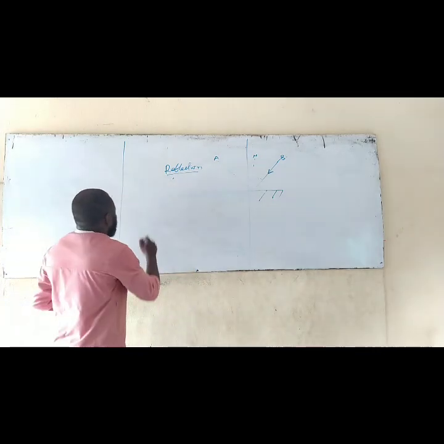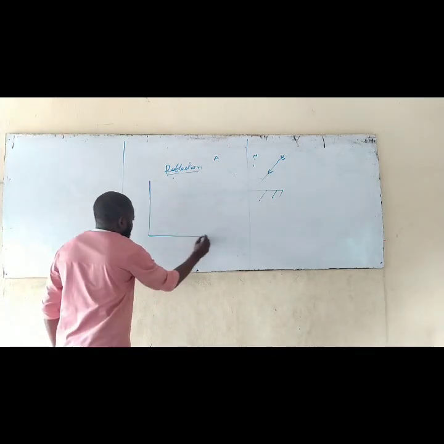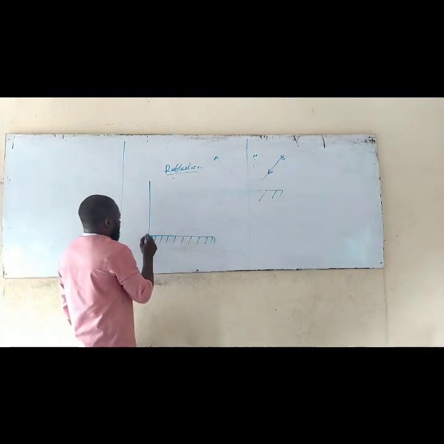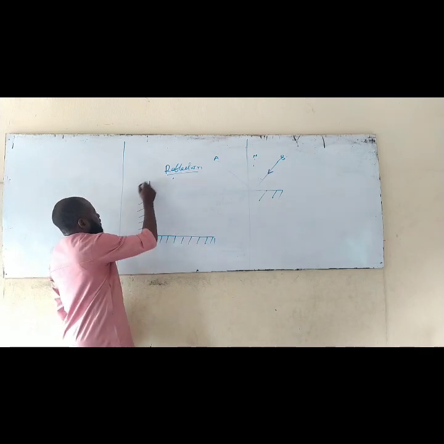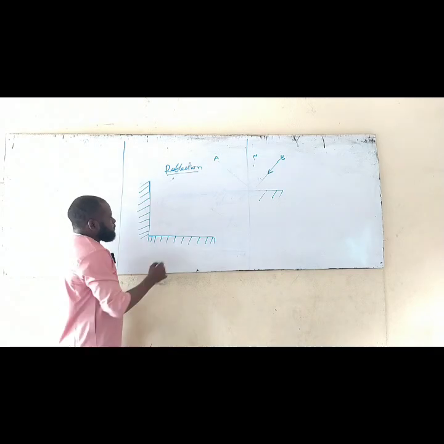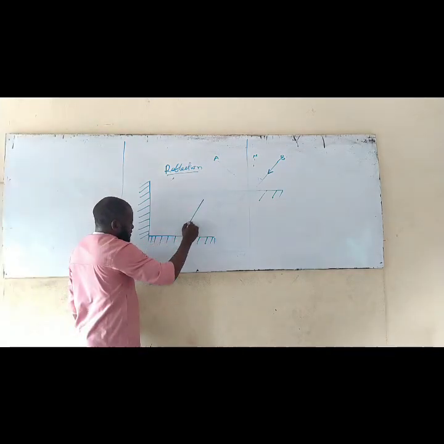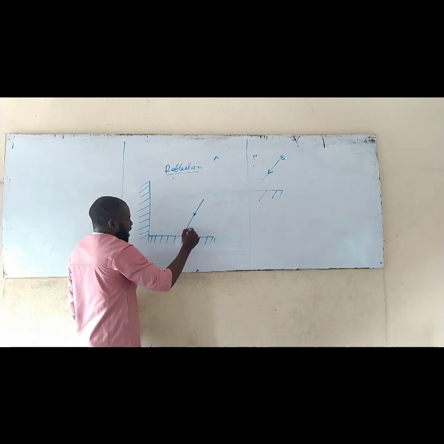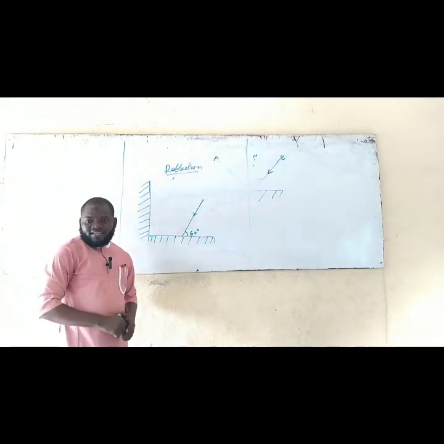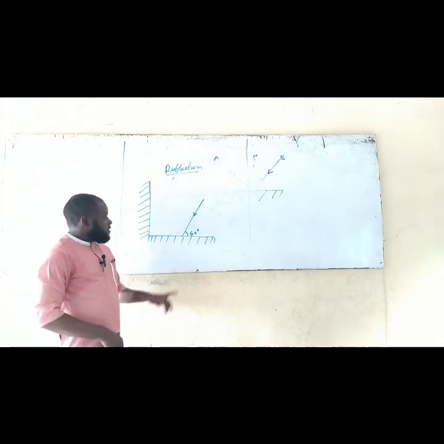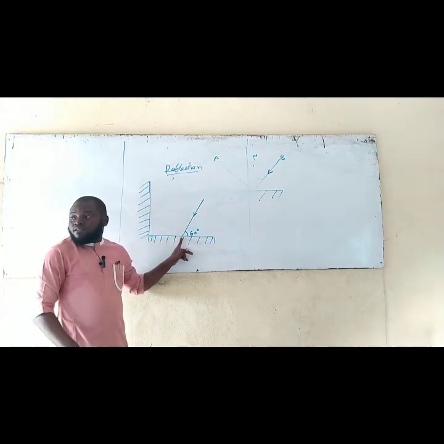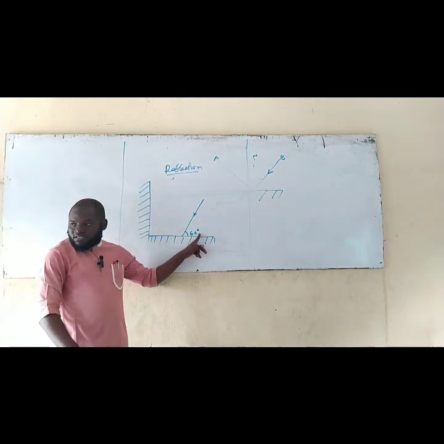So let me say I have a corner reflector like this. This is a corner reflector, a mirror, and another mirror. Are you seeing this now? Then I have a ray of light that is inclined at an angle of 60 degrees. Can you see the way it comes now? It's inclined at an angle of 60 degrees. That is, it strikes this surface at an angle of 60 degrees.